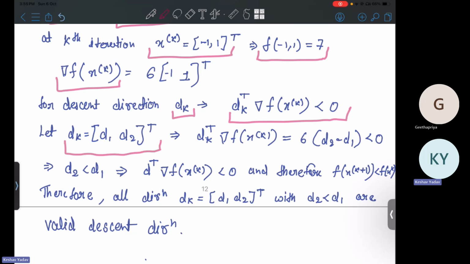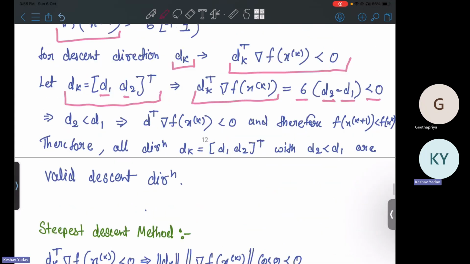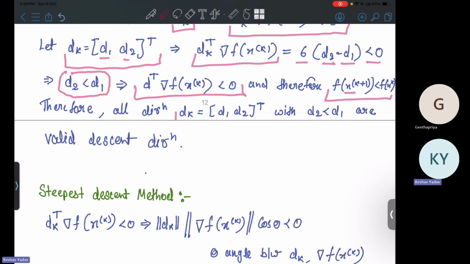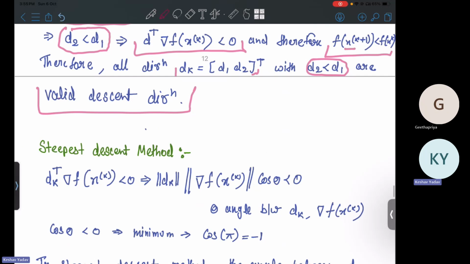Okay, so I am assuming dk equal to d1 d2 transpose. Now you put here, you do the multiplication, you will get 6 d2 minus d1, which should be less than 0 according to the gradient descent theory. Means what? As long as I am taking d1 that is greater than d2, this condition will be satisfied, and this will lead to f at k plus 1th iteration being less than at kth iteration. Therefore, all directions such that d2 is less than 0 are valid descent directions.